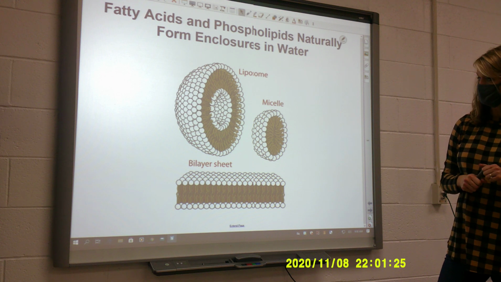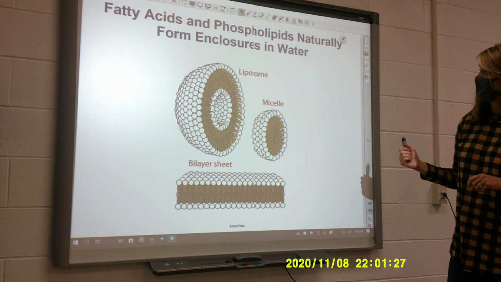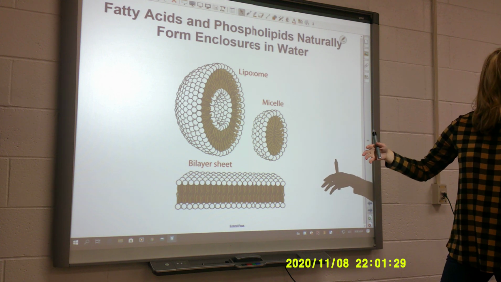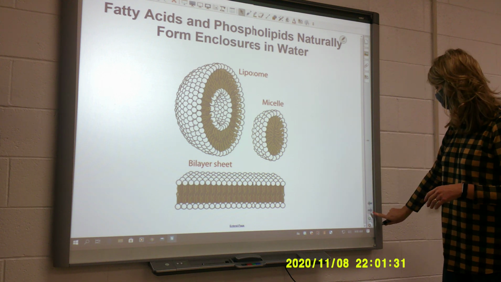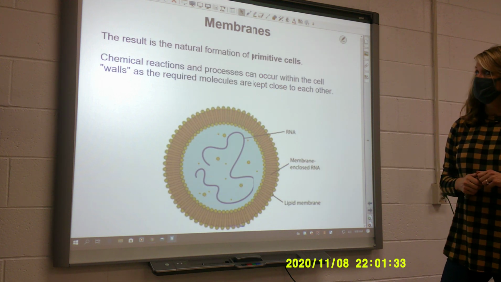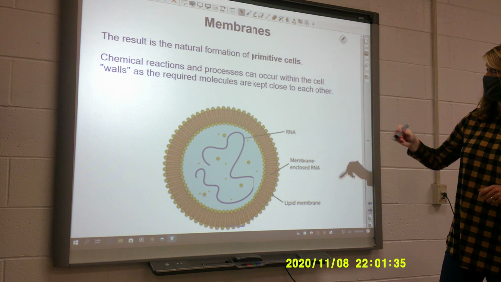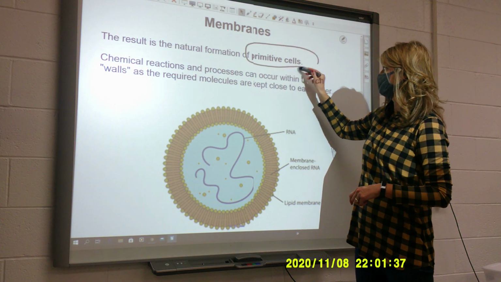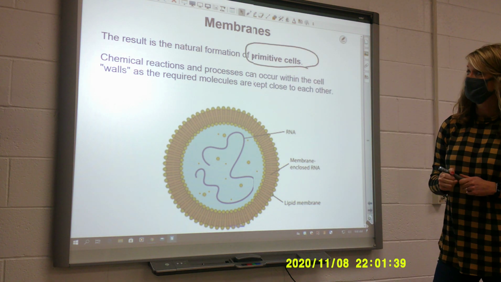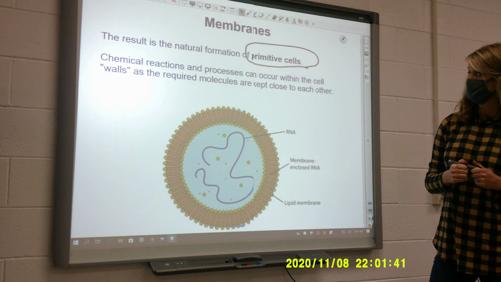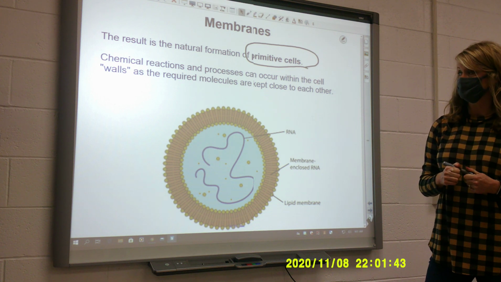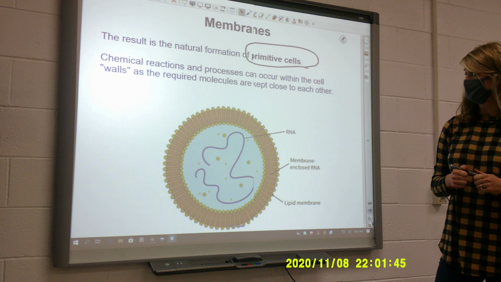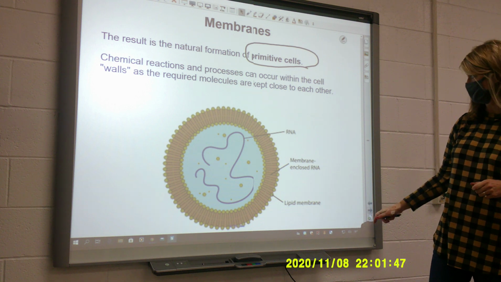Liposome, micelle, and bilayer sheet. Those are some of the shapes fats form in water. The result is the natural formation of primitive cells. Primitive just means early cells. Chemical reactions and processes can occur within the cell walls as the required molecules are kept close to each other.